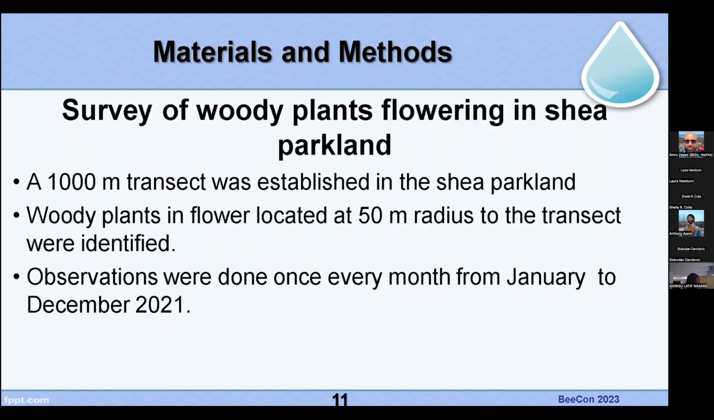So to identify woody plants that are flowering, or woody plants in flower, a 100-meter transect of about 1 kilometer was established, and all woody plants located at 50 meters radius on both sides of the transect were identified. And then these plants were observed monthly to find when they flower. So this was done for a whole calendar year.